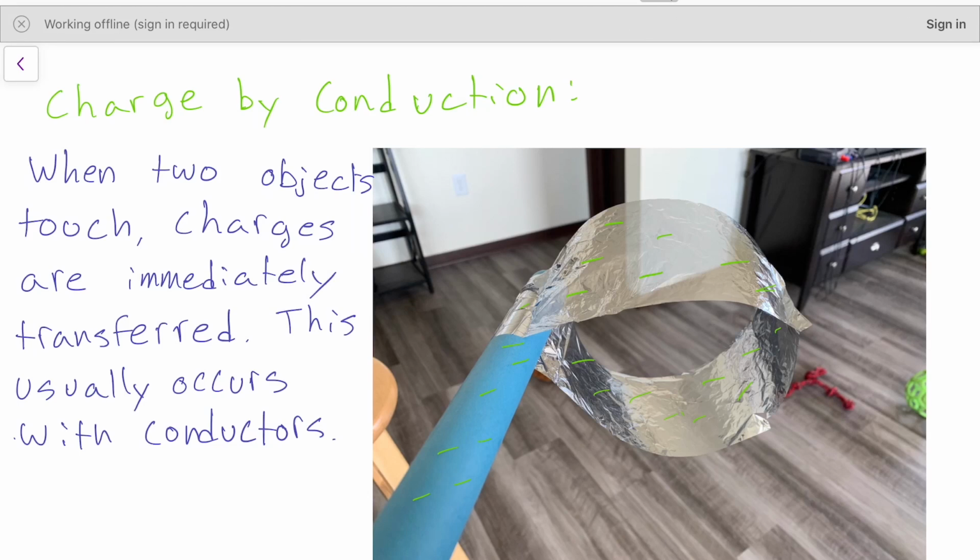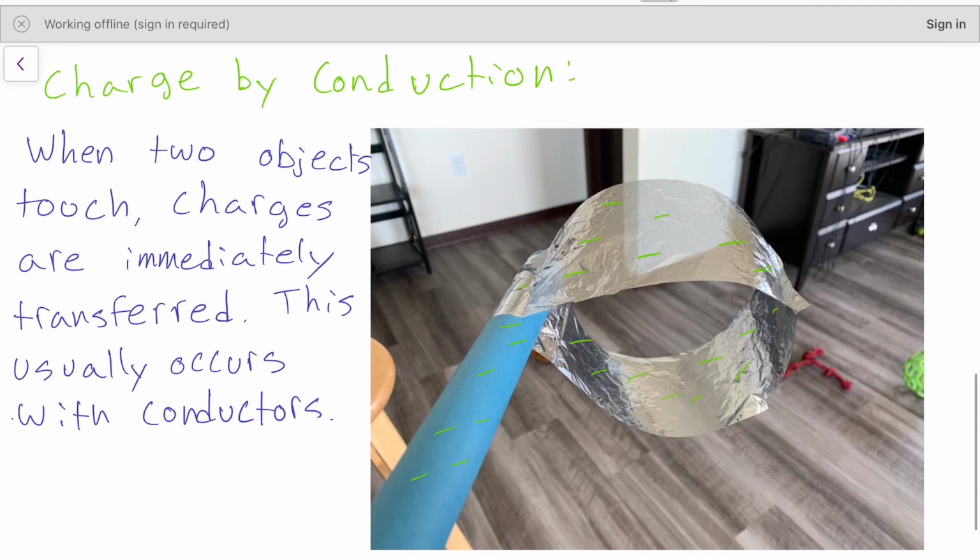Well, this is a continuous circle of aluminum foil. And as we put more electrons onto it, the electrons don't want to be by each other. So they're going to stretch out as far as they can, and this actually becomes a circle, okay? And I'm going to show you in the video. So charge by conduction means when two objects touch or come into contact, charges are immediately transferred. And this usually occurs with conductors, okay?